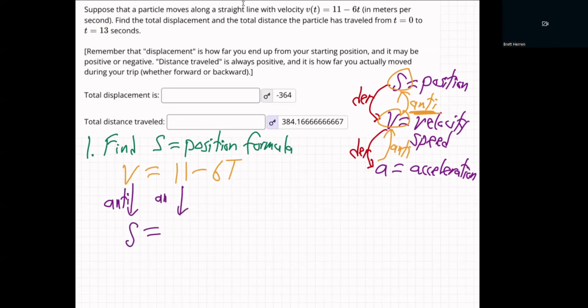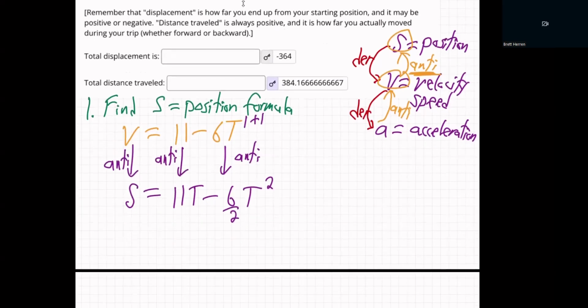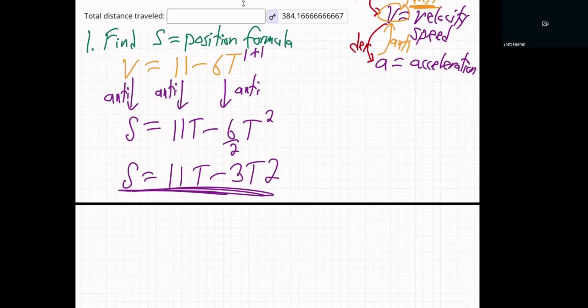So the antiderivative of 11 would be 11t. And the antiderivative of minus 6t: this has a 1 power, so add 1, t squared divided by 2. That's how you do the antiderivative. So it'd be 11t minus 3t squared. There's the position equation. That's step number one.